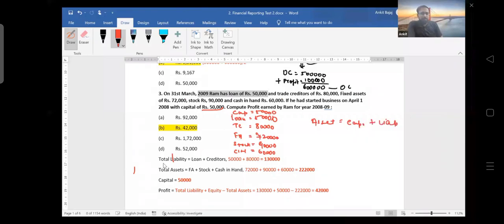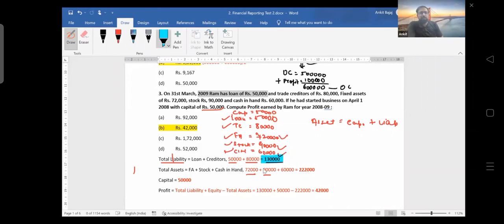So now first we will do the total liability. Liability will include loan and trade creditors, right? And if you see 50,000 plus 80,000, that is going to be 1,30,000, right? Total asset will include fixed assets, stock, cash in hand. So here 72,000 plus 92,000, 90,000 plus 60,000 is 2,22,000, which is the value of total asset.